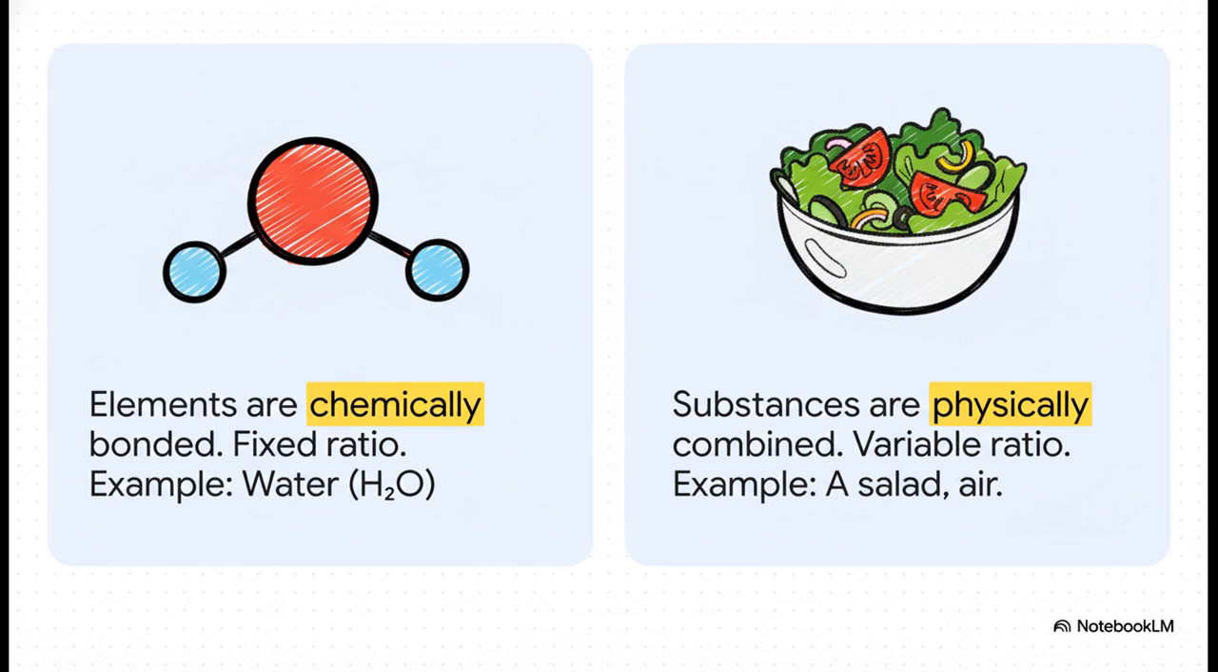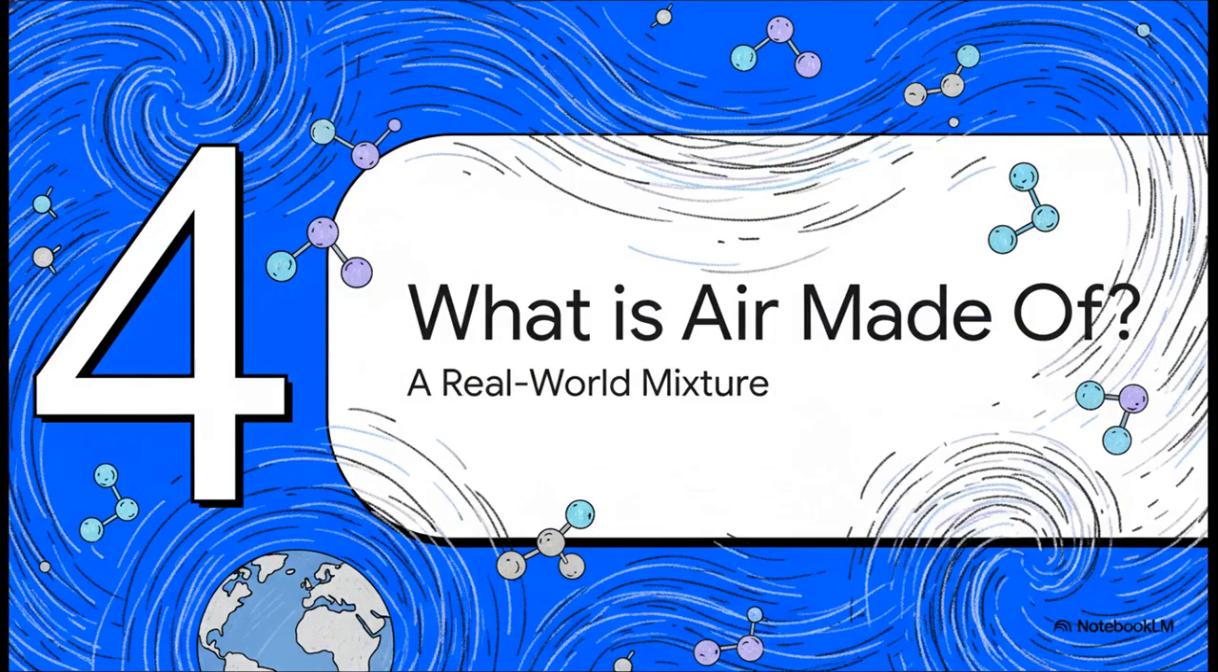On the other hand, in a mixture like a salad or the air, everything is just physically combined. The components keep their properties. A tomato is still a tomato in a salad. And the ratio can change, right? You can always add more carrots to your salad, but you can't just add more oxygen to H2O and still call it water.